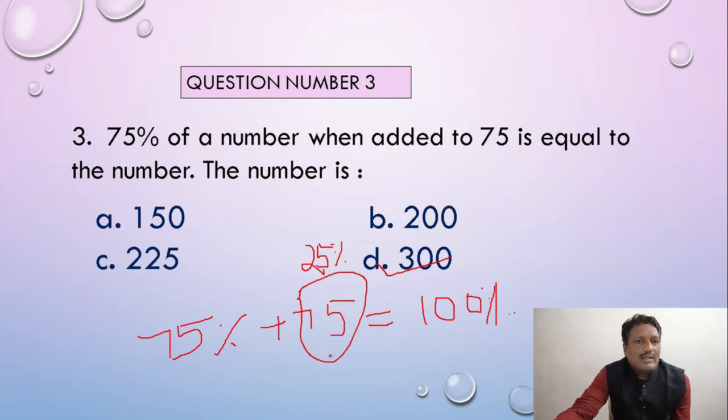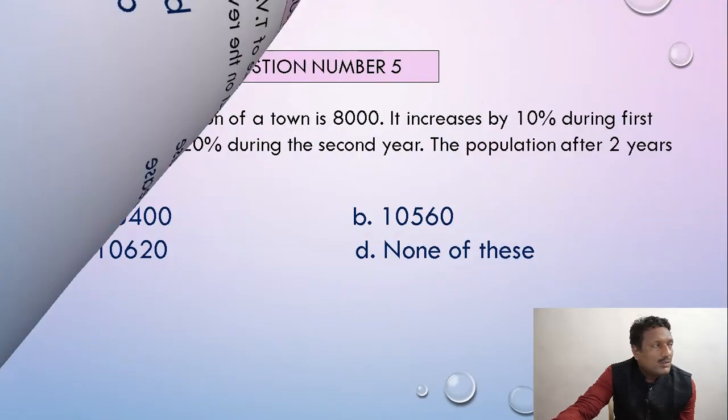Now we have to find 100%. That is simple logic. So 25% equals 75, 50% equals 150, double. So 100% equals 300. So this is the answer. Like this we can do the problem.